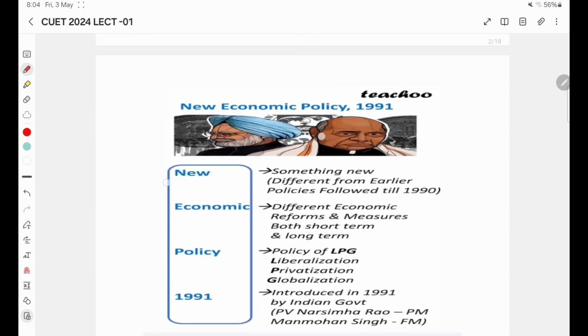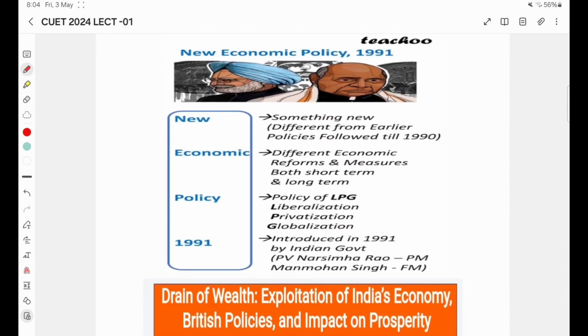Then next, come to a brief about the 1991 policy. Earlier there were some economic policies, but after 1991 a drastic change happened in Indian economic policy reforms, and new measures were taken for both the long term and the short term, which I have already discussed. And what was the policy? The policy was liberalization, privatization, and globalization, we can say. And this was introduced in 1991.